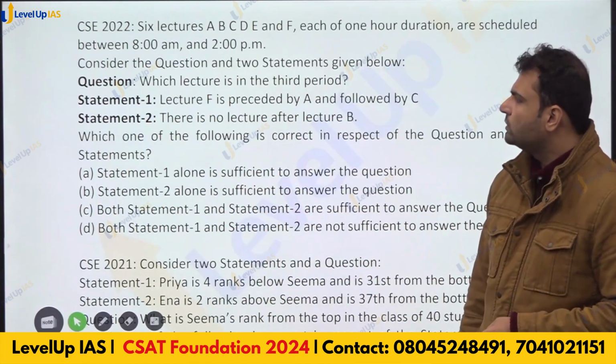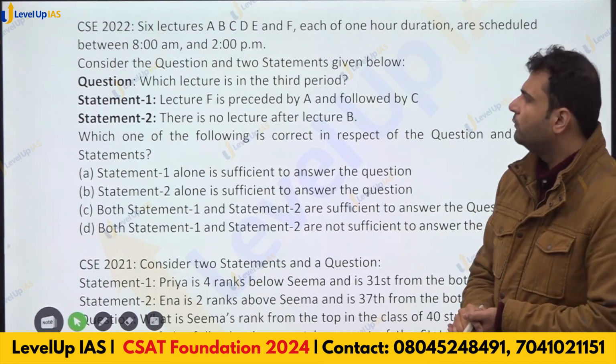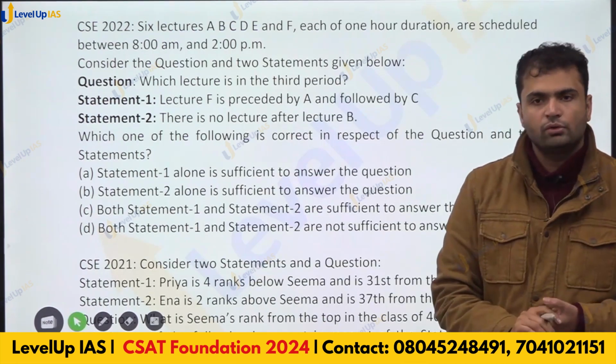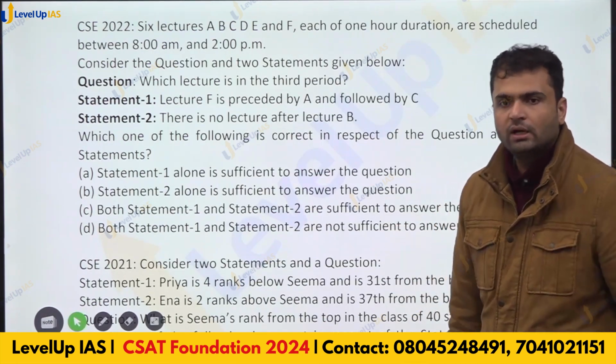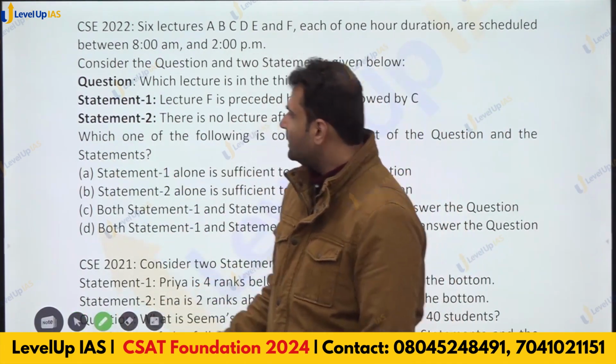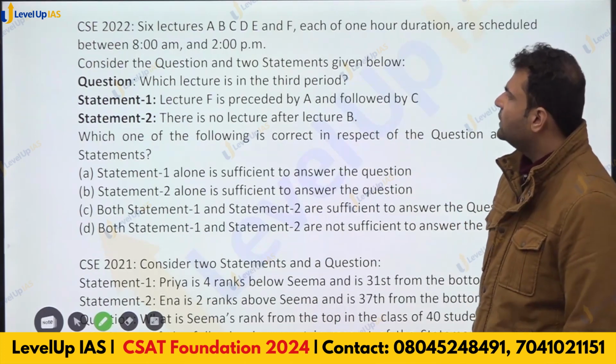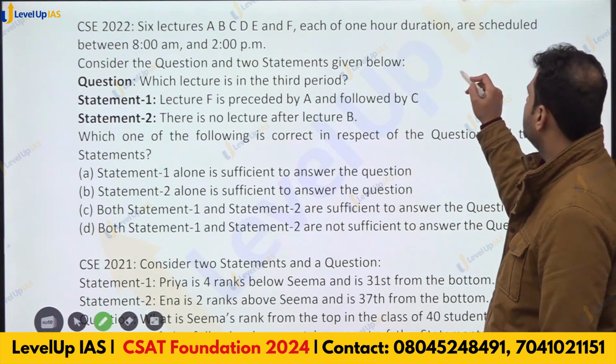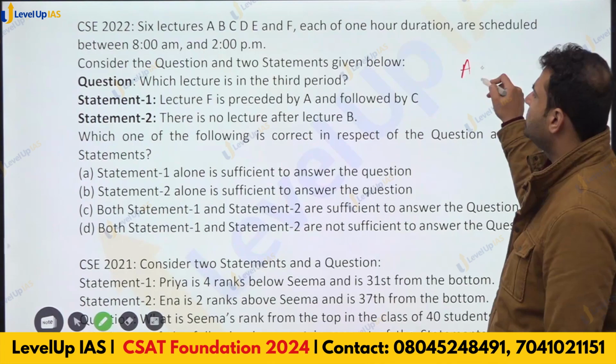Now we have to, this is a data sufficiency question. The question is, which is the lecture in the third period? That is the question that we have to answer, or tell whether it is possible to answer, not really answer the question. Now statement number 1, lecture F is preceded by A and followed by C. So there is lecture F that is preceded by A and followed by C.